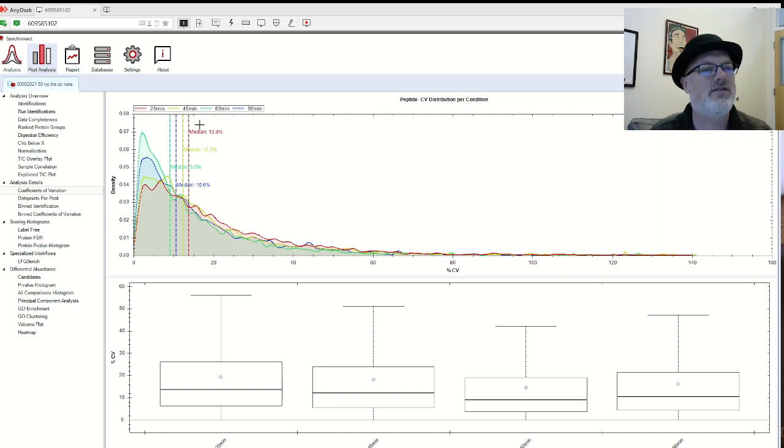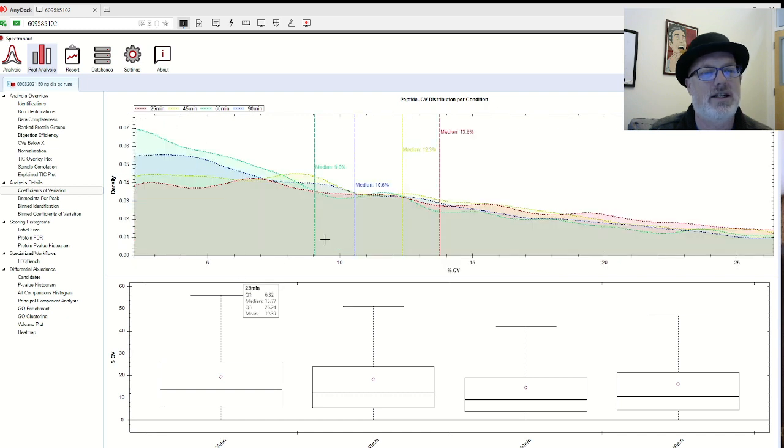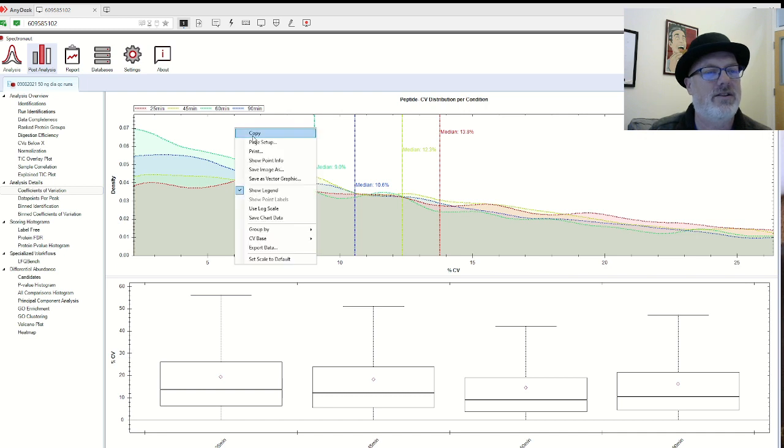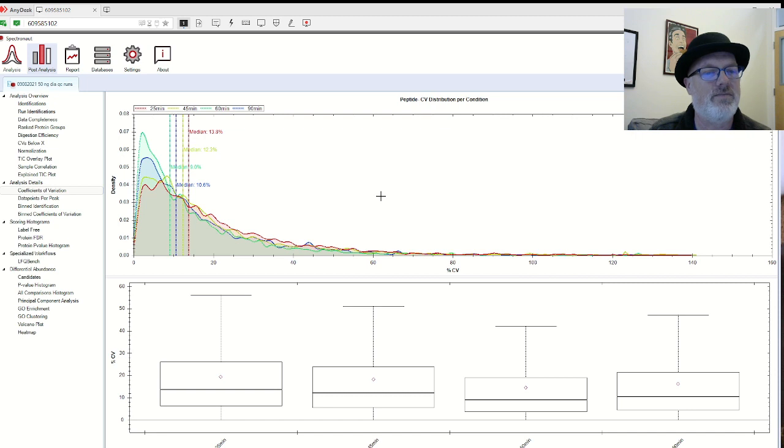So the lower the CV, the better. And you can see it's highest with 25-minute runs. So you sacrifice quantitative reproducibility for time. So for example, you can see how if you zoom in on the 90-minute runs, 60 is actually a little bit better than 90. But you can see how it's worse with 25-minute runs.